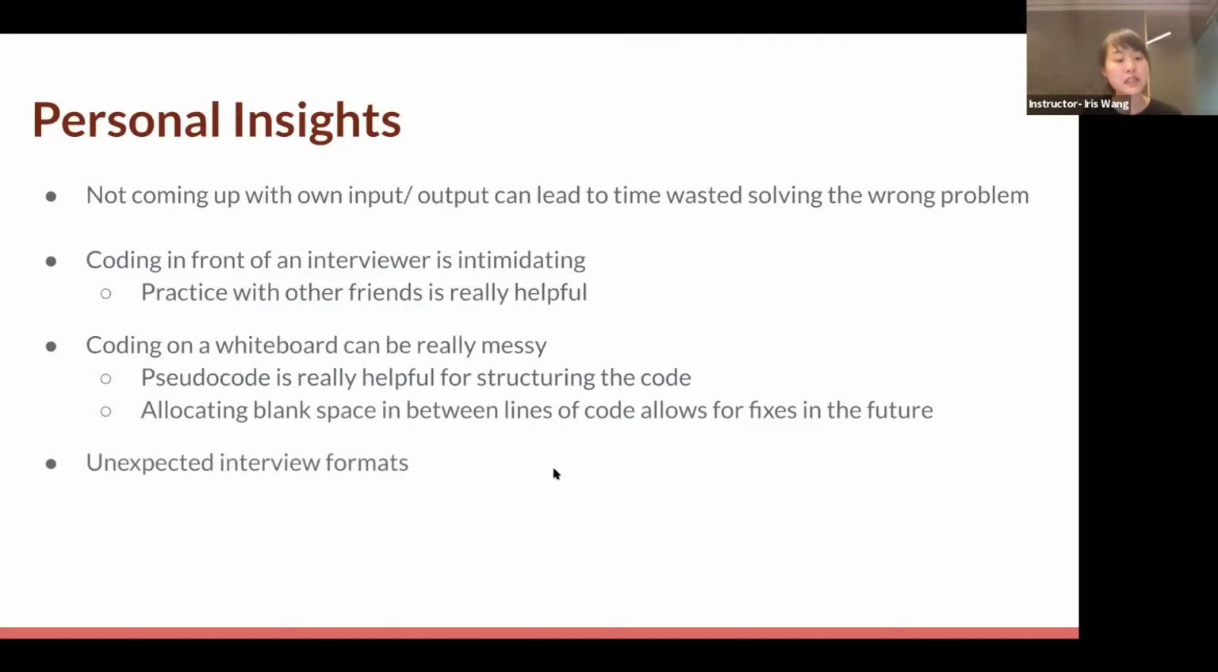And the last thing is a newer interview format that I've seen that was a little unexpected: sometimes you are just given a code base and asked to debug it. I think that's more recent and becoming a little more prevalent in coding interviews, where they give you that repo and want to see how you go about debugging your problem.